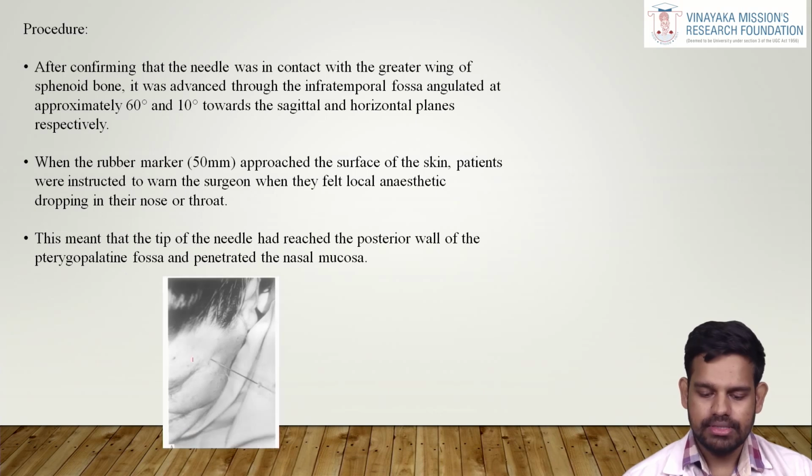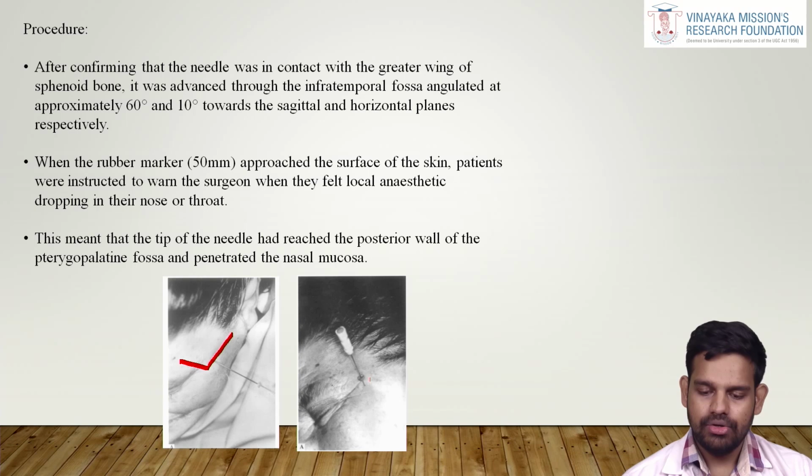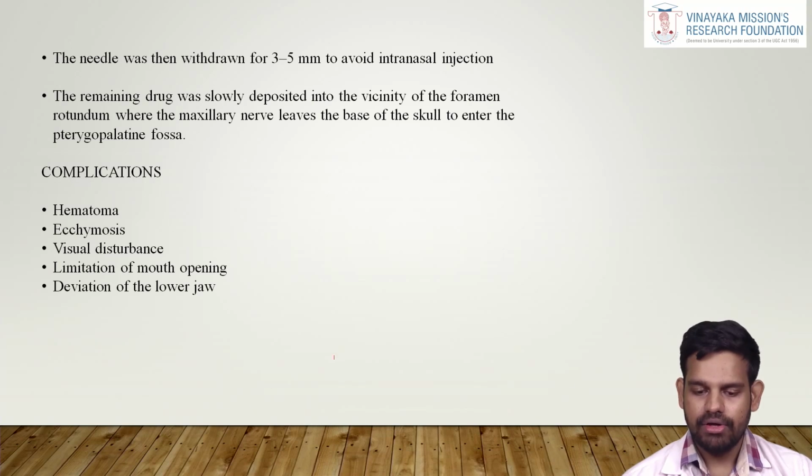As I said before, this is the frontal process of the zygoma, and this is the zygomatic bone. This is the frontozygomatic angle, and just beneath that we are injecting the needle. About 5 cm of the needle is inserted into the pterygopalatine fossa to anesthetize the maxillary nerve. The needle was then withdrawn 3 to 5 mm to avoid intranasal injection. The remaining drug was slowly deposited into the vicinity of the foramen rotundum, where the maxillary nerve leaves the base of the skull to enter the pterygopalatine fossa.